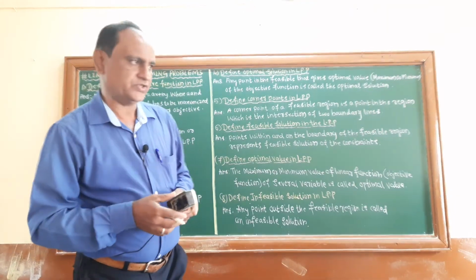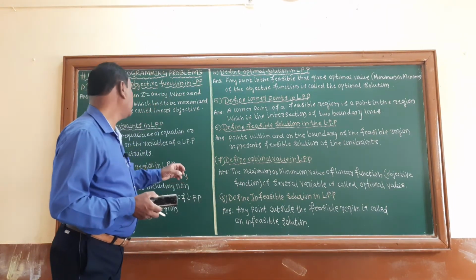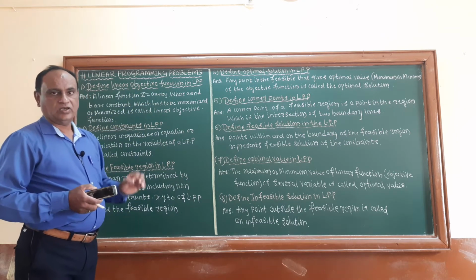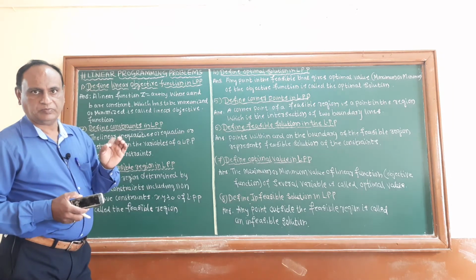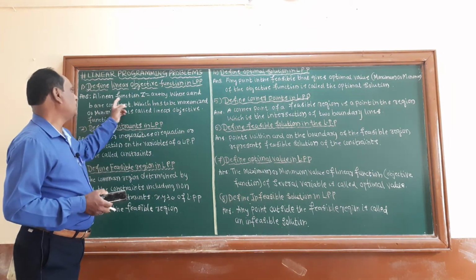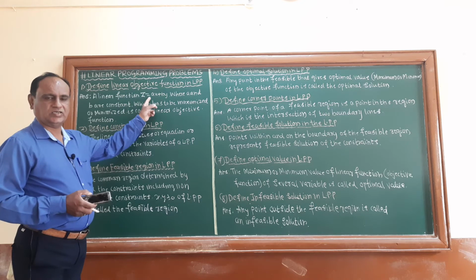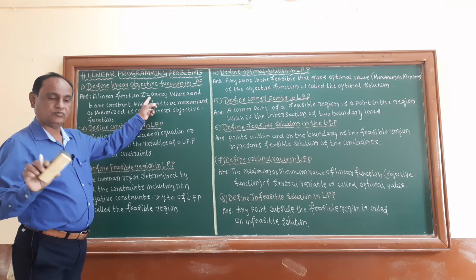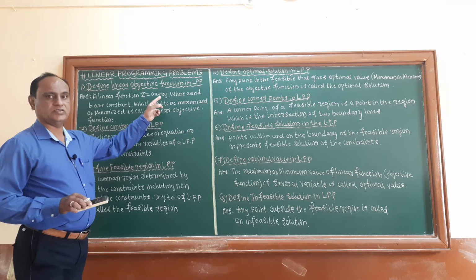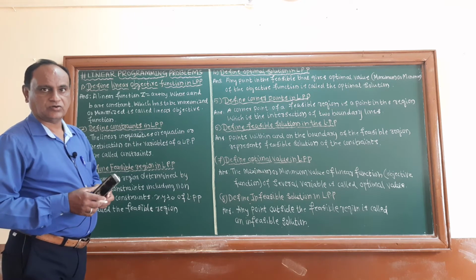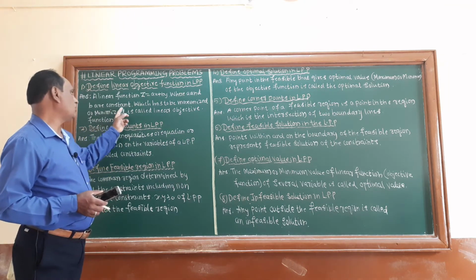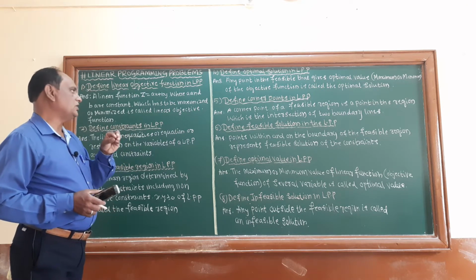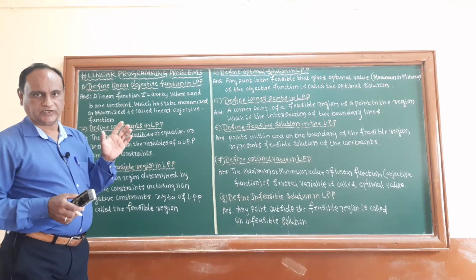The first definition: define linear objective function in LPP. A linear objective function in LPP is a linear function z equal to ax plus by, where a and b are constants, which has to be maximized or minimized, is called a linear objective function.